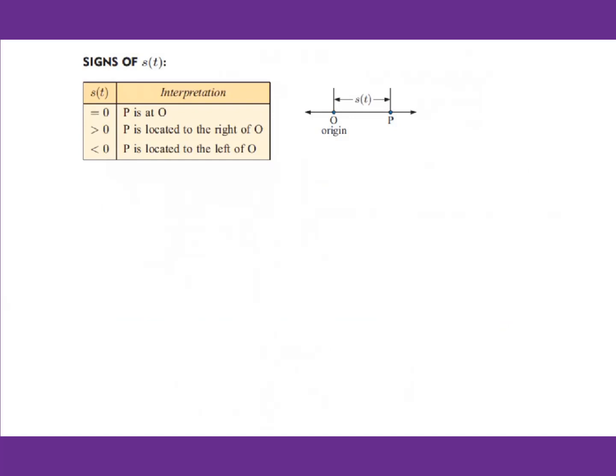Let's talk about signs of s of t, which means displacement. There is an origin position, which means s of t equals 0. When s of t is positive, P is located to the right of the origin. When s of t is less than 0, P is located to the left of the origin.